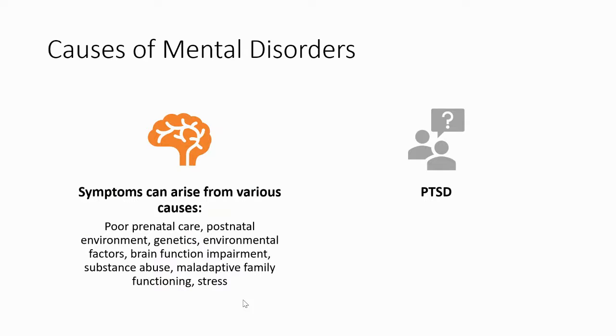So there are many different causes of mental health disorders. Some of it can arise from poor prenatal care or postnatal environment. It's heritable, meaning that there are some genetic markers that make one more susceptible to mental disorders. Other causes include brain function impairment, substance abuse, maladaptive family functioning or a negative family environment, and stress. In addition, PTSD can also cause mental health disorders, as well as also being a mental health disorder.